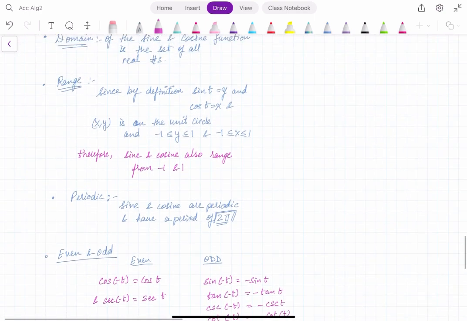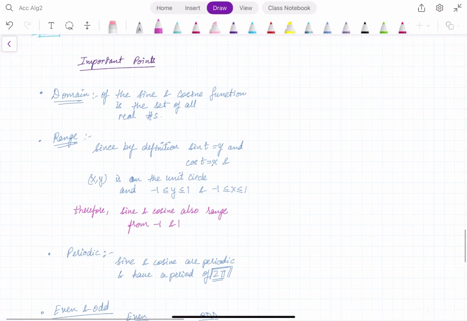So this is the whole entire gist of this unit 6.3 on right triangles.